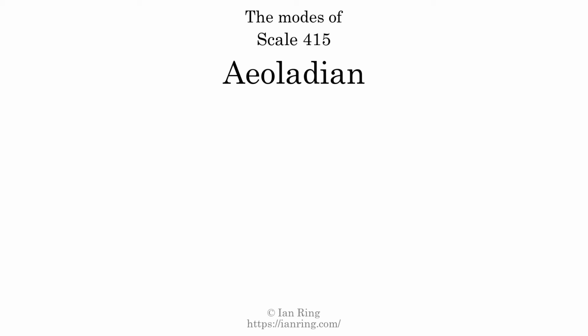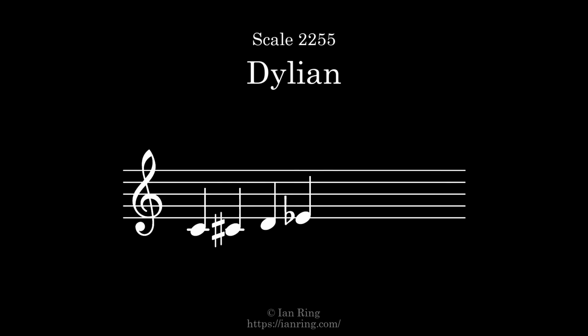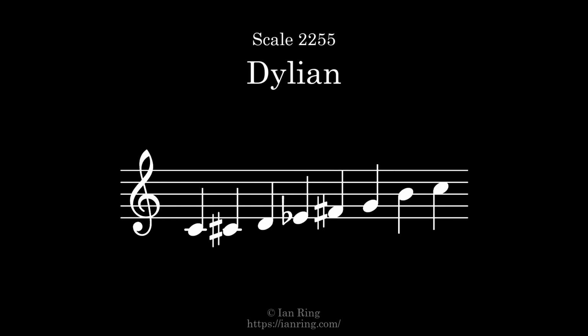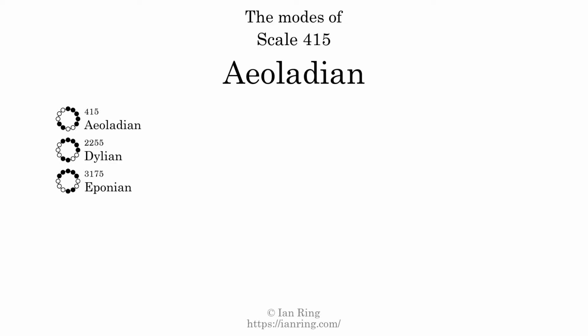This scale has 7 modes. The first mode is itself. The second mode is scale 2255, also known as Aeoladian. It sounds like this. The third mode is scale 3175, also known as Aeoladian. It sounds like this.